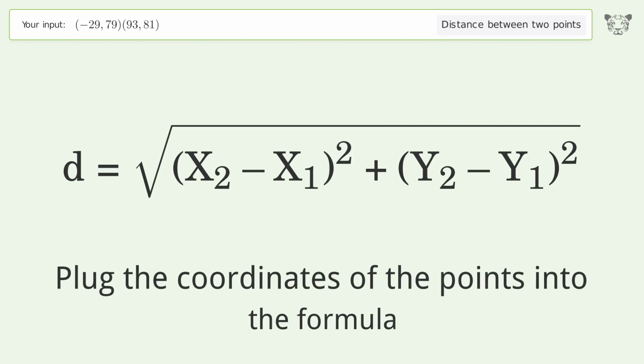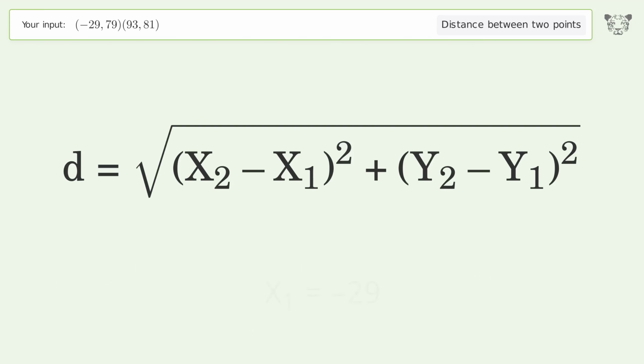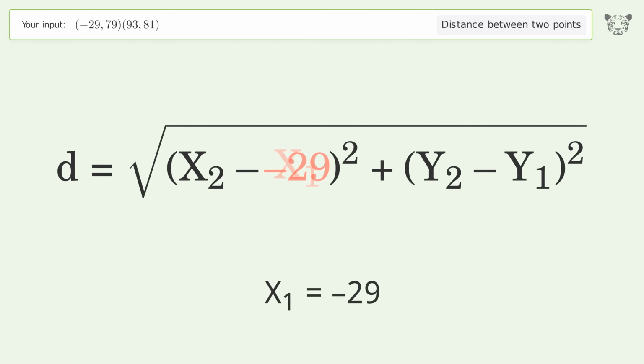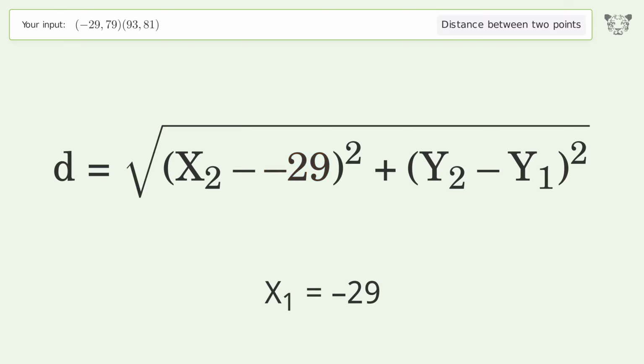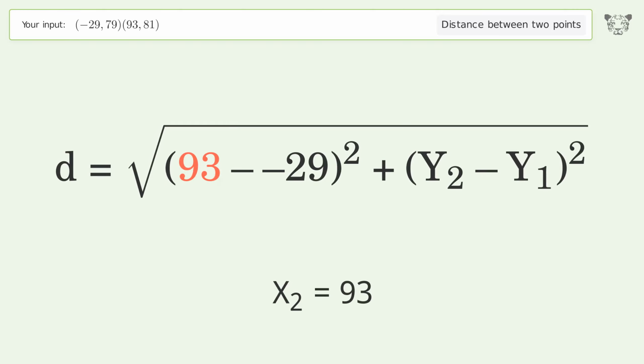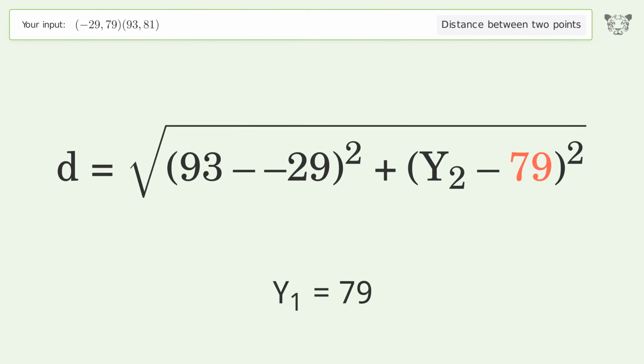Plug the coordinates of the points into the formula. x1 equals -29. x2 equals 93. y1 equals 79. y2 equals 81.